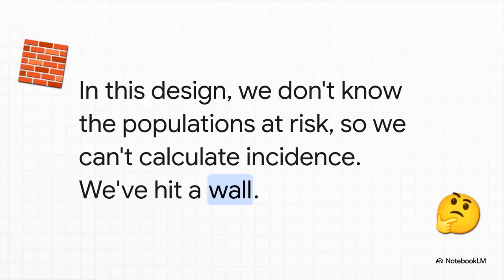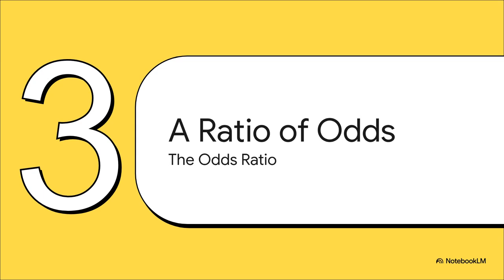But this creates a whole new puzzle. Because we started by hand-picking sick and healthy people, we have no idea what the total population of, say, smokers or non-smokers was to begin with. And that means we can't calculate those incidence rates, the very building blocks we needed for relative risk. It feels like we've hit a statistical dead end. So what do we do? They can't calculate risk.